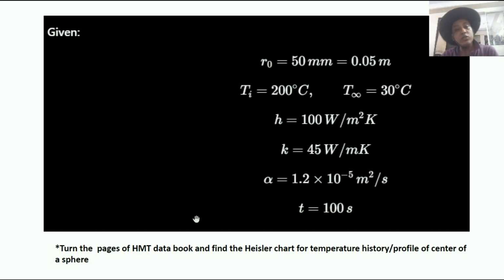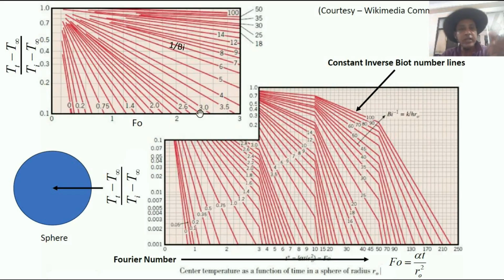For that case, we will find a particular Heisler chart. In case you are interested in finding the temperature of a sphere at a distance half of its radius, you will find a different Heisler chart. So for a particular case, there is a particular Heisler chart. Okay, so this is the Heisler chart.